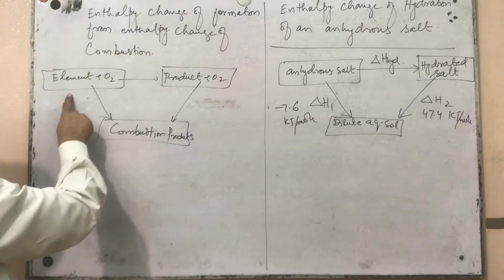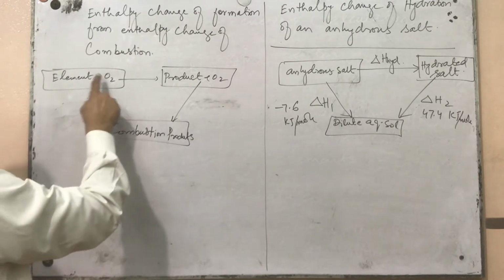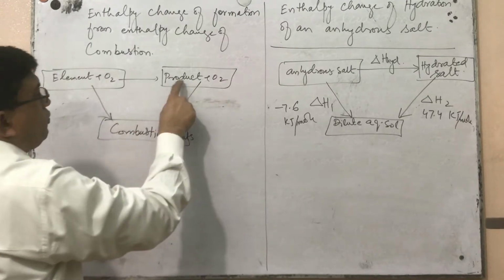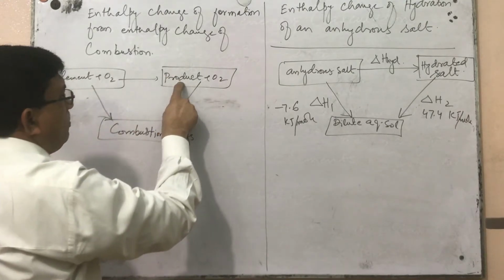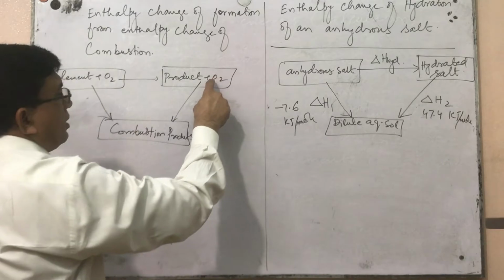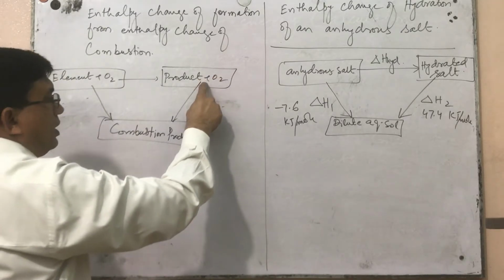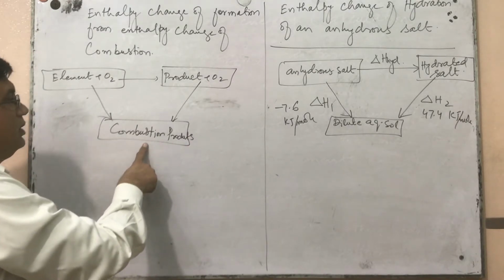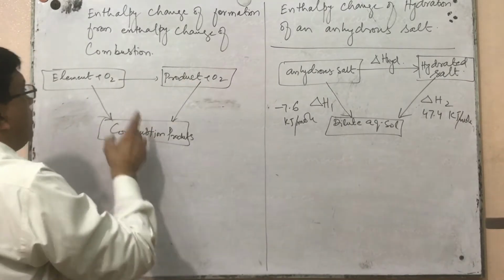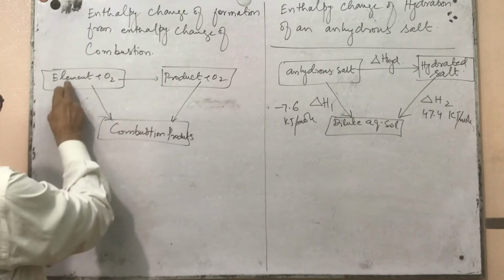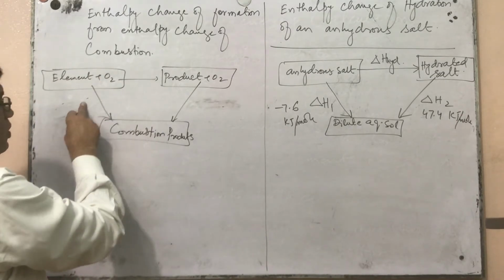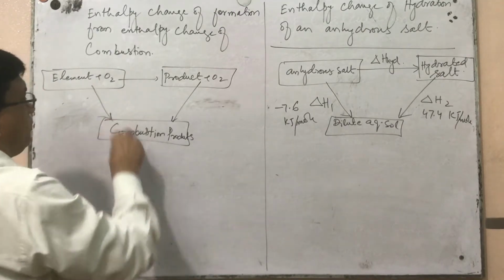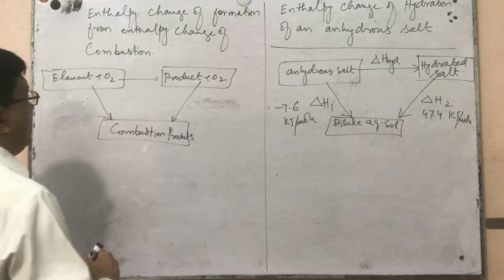We have to write down the element first, and we have to put oxygen that reacts with elements to form the product, and these products then again react with oxygen or burn in oxygen and finally give the combustion product. Now this is an indirect route, but if elements react with oxygen and directly change into the combustion product, this will be a direct route.